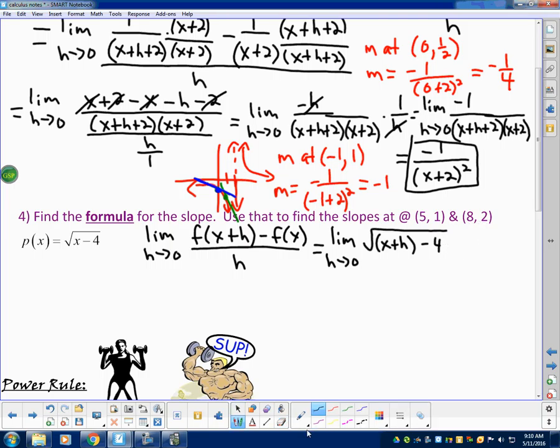And then what you may have noticed is that when I plug in x to the function, it doesn't change anything, right? All I'm really doing is substituting in the function with x in it for f of x. That's all that I'm doing. All over h. And so how am I going to get rid of those radicals?